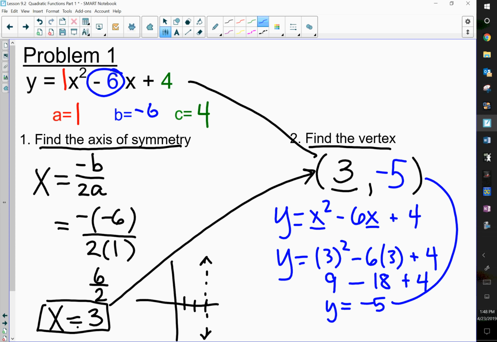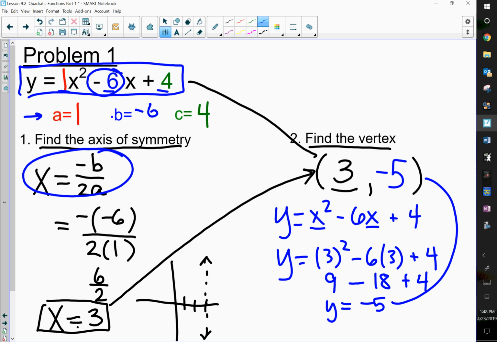So when you're given a quadratic equation, step 1 is to write out what the a and the b and the c are, the coefficients in the equation. Then you use those letters to find the axis of symmetry using this formula. That gives you the equation of a line, x equals 3. That also gives you the x coordinate for the vertex. And you use the x coordinate and put it back into the equation to figure out what the y coordinate is.